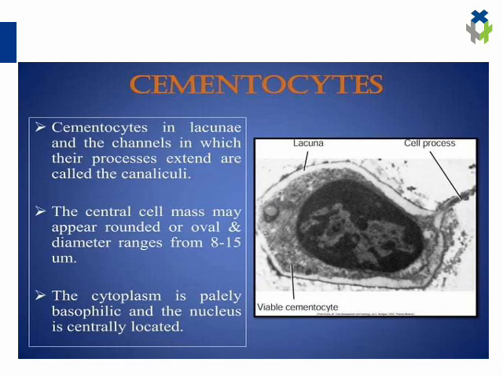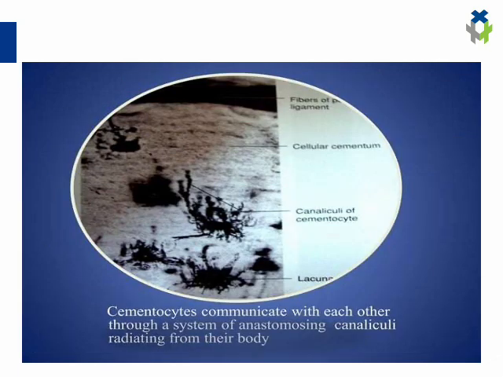Cementocytes. Cementocytes lie in lacunae, and the channels in which their processes extend are called canaliculi. The central cell mass may appear rounded or oval, and its diameter ranges from 8 to 15 micrometers. The cytoplasm is palely basophilic and the nucleus is centrally located. Cementocytes communicate with each other through a system of anastomosing canaliculi radiating from their bodies. This is a pictorial image where the cementocytes communicating with each other are shown.